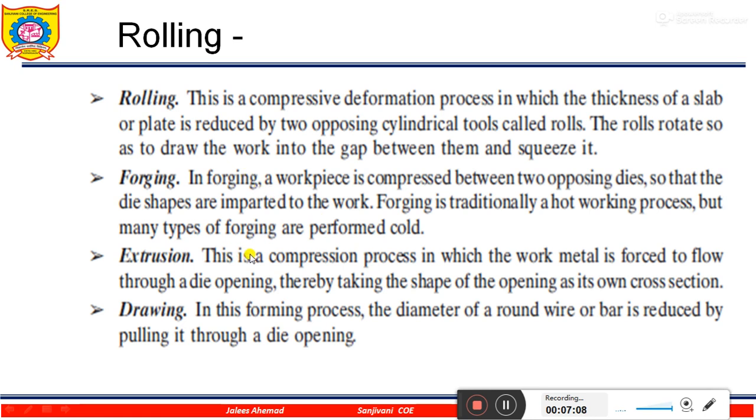Third is extrusion. This is a compression process in which the work metal is forced to flow through a die opening, thereby taking the shape of the opening as its own cross section.